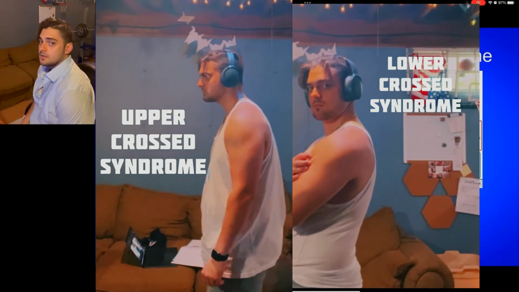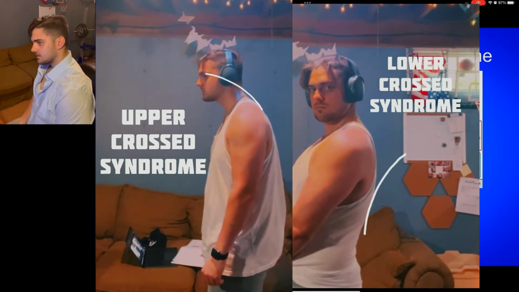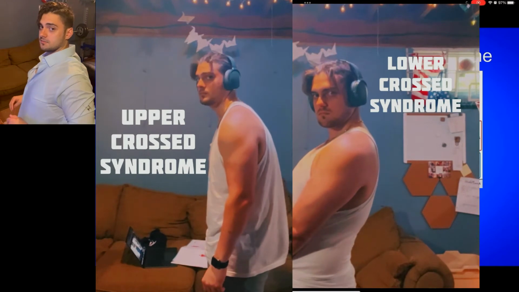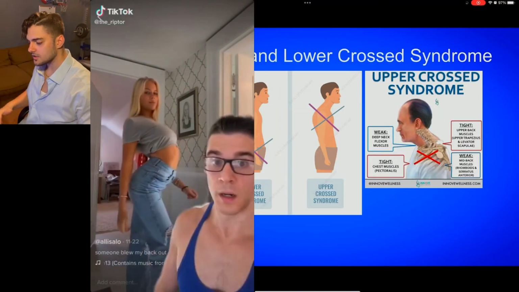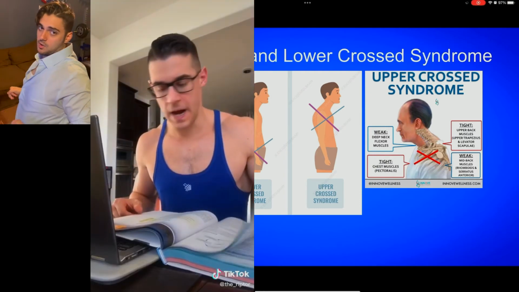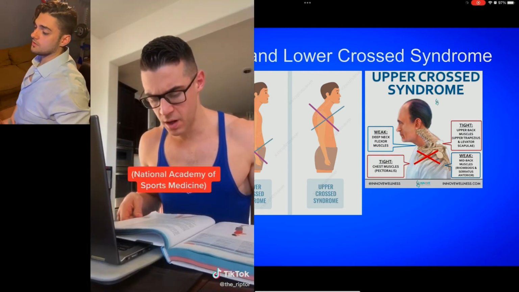Upper cross, it's the upper part of your back, it's kind of jutting forward. Lower cross, you got that excessive forward lean. I remember seeing this meme on TikTok, this guy's like, I'm studying for NASM, and it was some girl posing like that. Upper cross or lower cross syndrome.